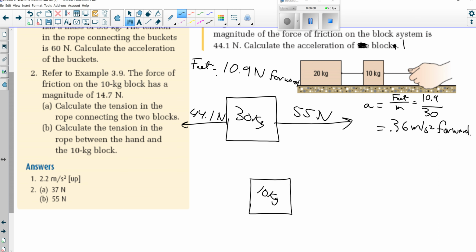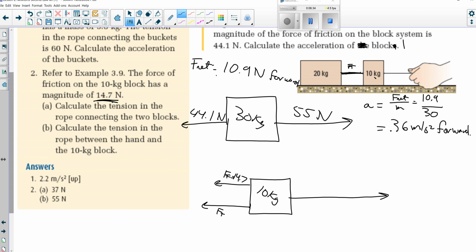Backwards. So this is the rope. We're trying to find the tension in this rope right here. That tension, from the 10 kilogram block's point of view, is backwards, because it's connected to the 20 kilogram block and dragging it along behind it. So that force is resisting the 10 kilogram block. The other forces we know are the ones they told us: the force of friction, 14.7 newtons, the number they gave us, and the applied force of 55 newtons going forwards. Is this ringing a bell from yesterday?